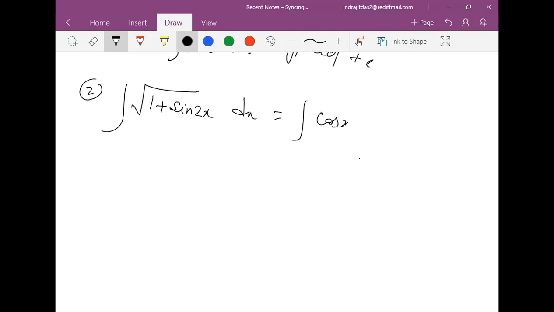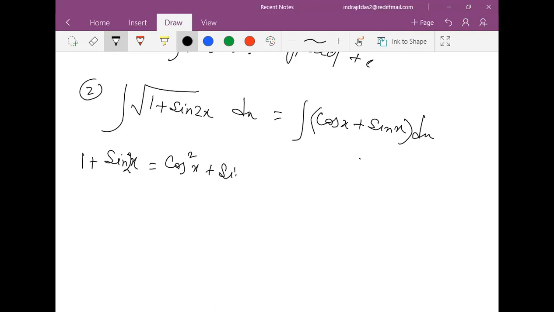Why? If you take cos x plus sine x whole square, then we should remember the trigonometric formula that sine square x plus cos square x is 1. This is sine 2x, the inside part. So 1 is cos square x plus sine square x, and sine 2x is 2 sine x cos x, or 2 cos x sine x. So this is a square plus b square plus 2ab. So it becomes cos x plus sine x whole square.